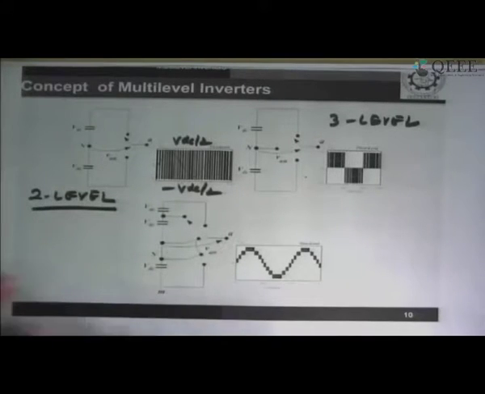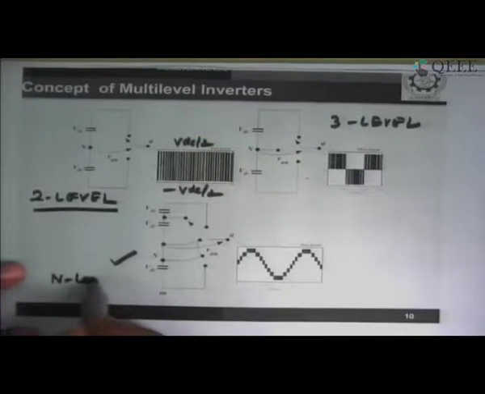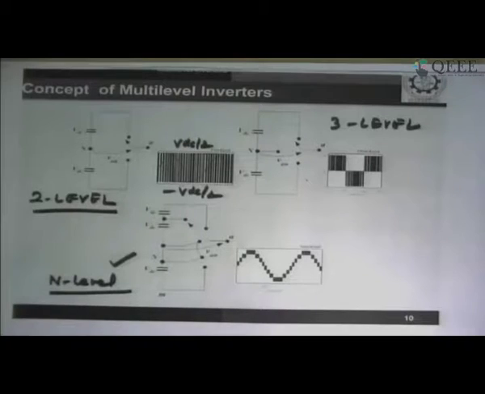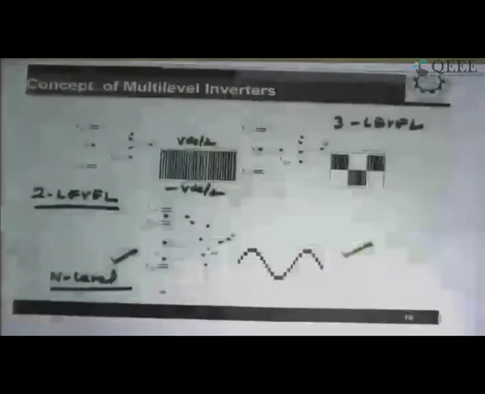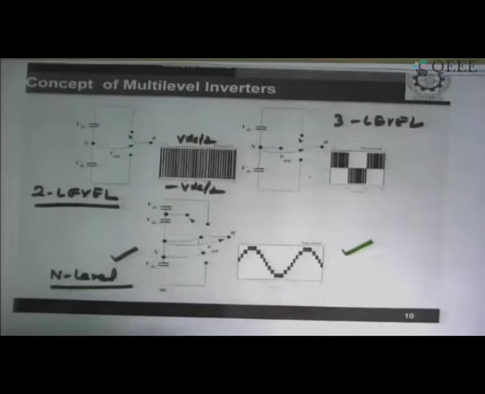And if we go for still higher level, we get a pole voltage as in the figure. So definitely you can make out, as you are increasing the levels of the pole voltages, we are almost approaching sine wave in the pole voltage itself, and that is our desired state as well.